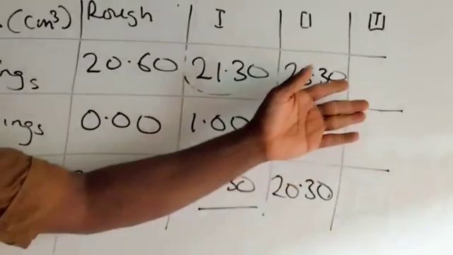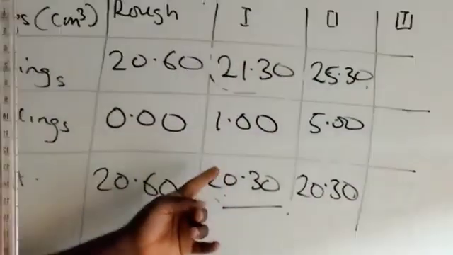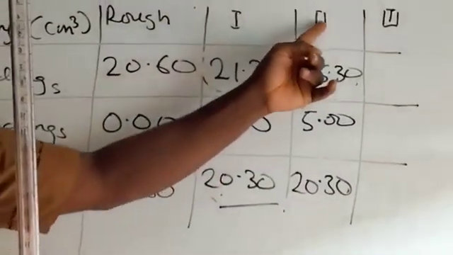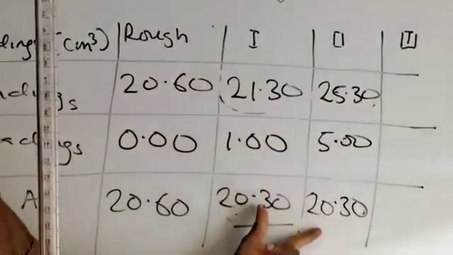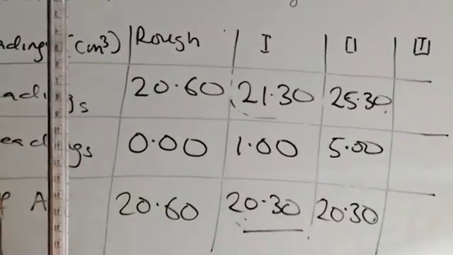So can we do the third one? We don't need to do the third one since the first and second are the same, consistent. So since 1 and 2 are the same, you don't have to do the third one, please.